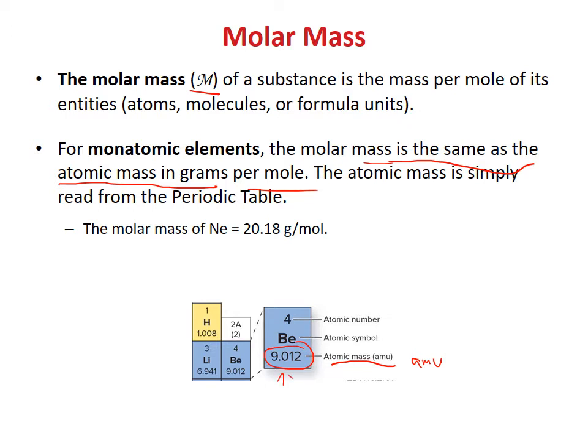So 1 mole of beryllium weighs 9.012 grams. So the molar mass of beryllium is 9.012 gram per mole. Similarly, hydrogen molar mass is 1.008 gram, and 1 mole of lithium, the molar mass is 6.941 gram.